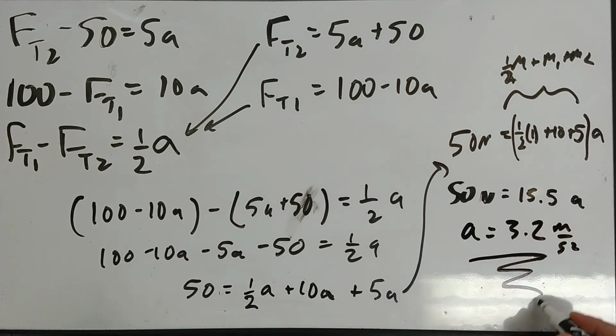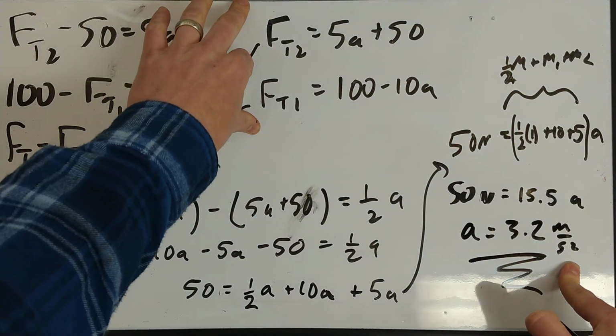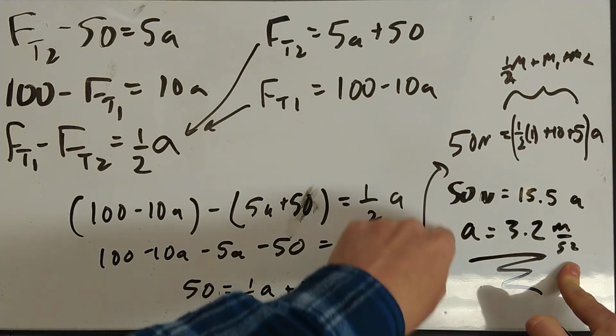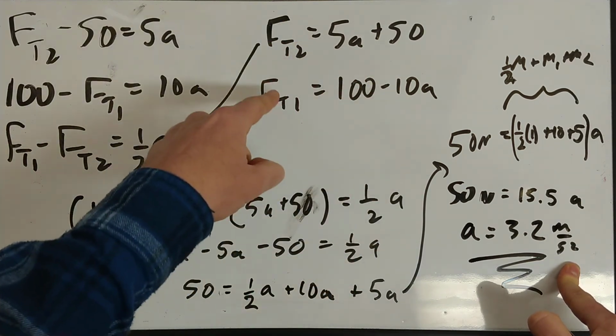Just a little bit different. I think it was 3.3, not factoring in the pulley, but it is a little bit different. I'm not going to go through and solve for the tensions right now, but note that all we would do is put in the 3.2 for a here and here, and get the two tensions.